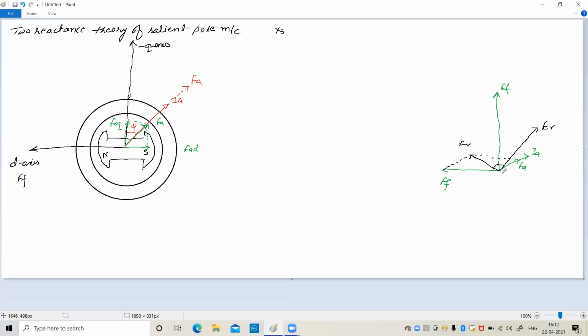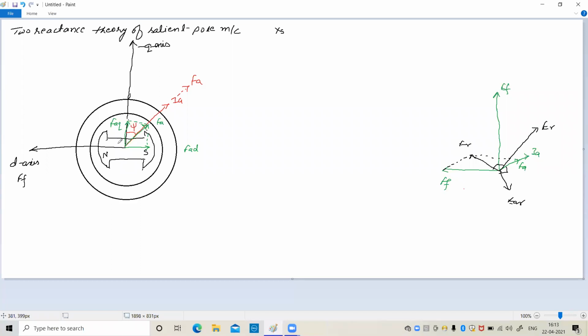So it will produce some EMF which is lagging by 90 degrees. Here it is lagging by 90 degrees. It is EAR. So here the EAR is lagged by 90 degrees with respect to the MMF FA. So in this figure, this is for the cylindrical rotor machine.